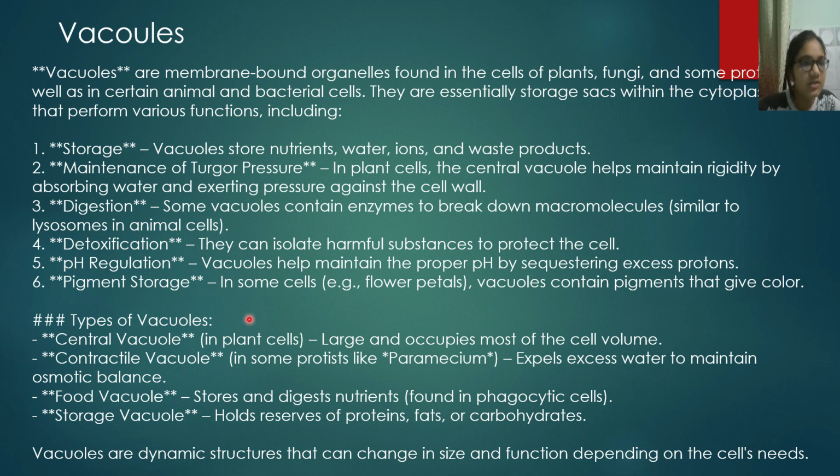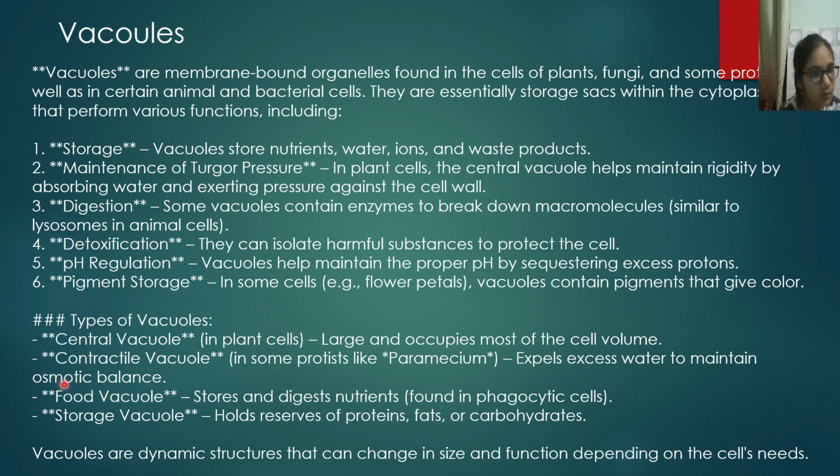Now we have seen all about the vacuole. Now we are going to see the types of vacuole. The types are: central vacuole, present inside the plant cell. It is large and it occupies most of the cell volume.